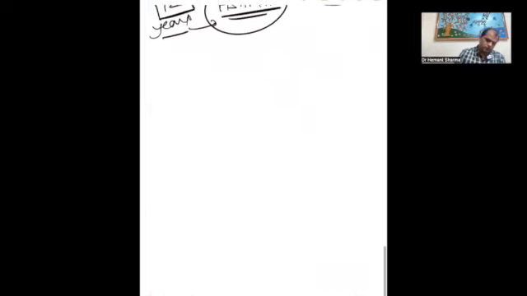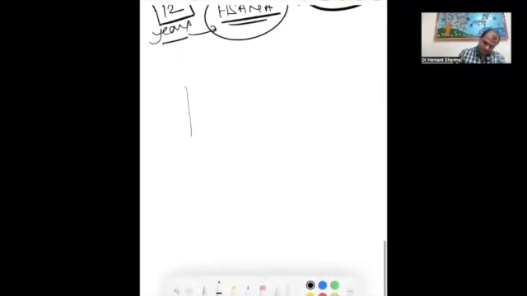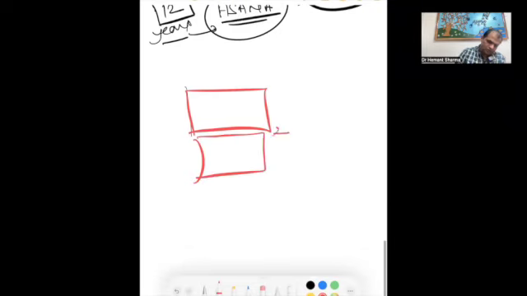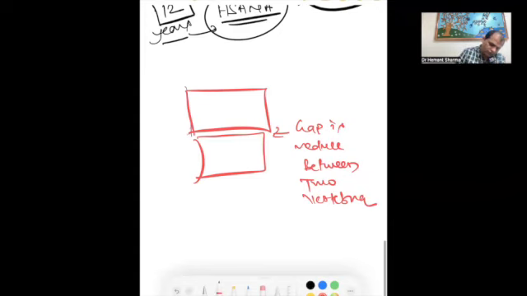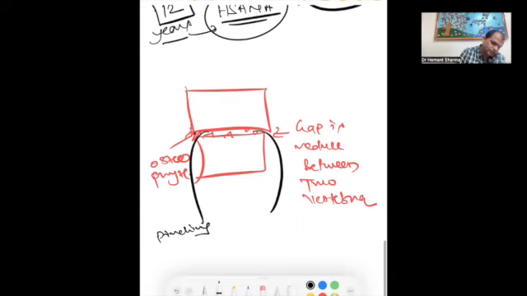So now suppose this is one bone, and this is another bone. Number one, the gap is reduced between two bones. And number two, because of the friction, there is formation of osteophytes, some bony prominences. Osteophyte. So the nerve is passing from here, and this osteophyte is pinching the nerve. So the person is getting pain.